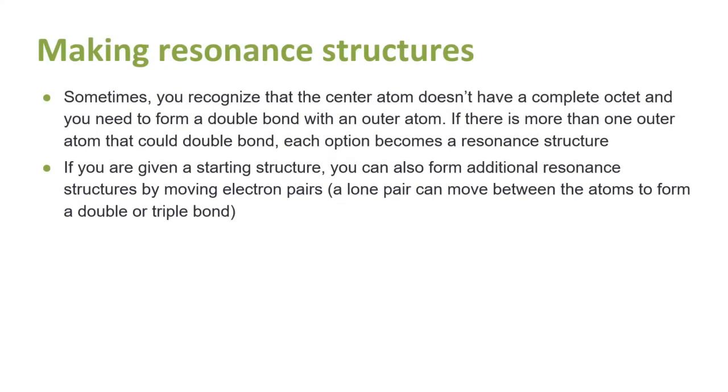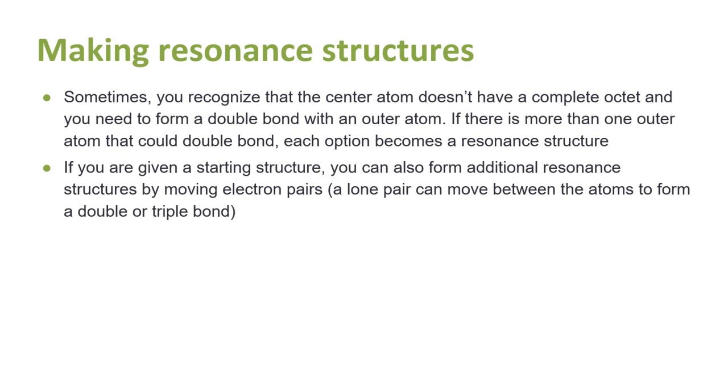How would I make them? So sometimes we recognize that the center atom doesn't have a complete octet. We put our lone pair electrons on the outer atoms, and we run out. And we see when we check for octet that that center atom does not have a complete octet. So we know it needs more electrons. We'll usually form a double bond by taking a lone pair from an outer atom and turning it into a double bond, or maybe even a triple bond. If there's more than one option of how I could accomplish that, each option becomes a resonance structure.